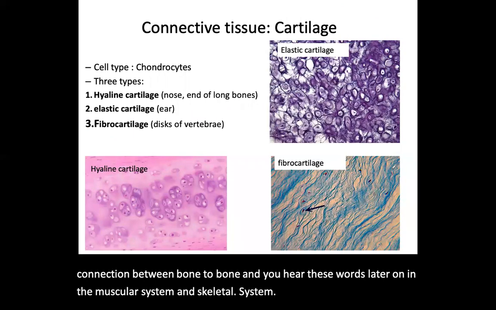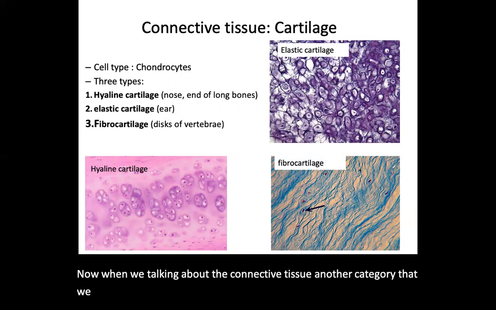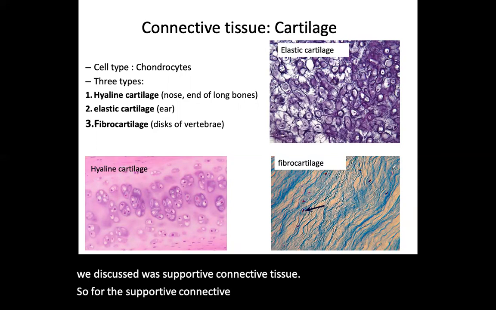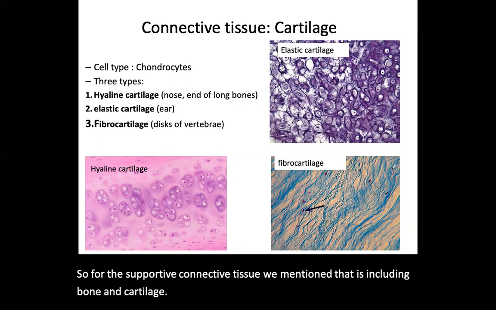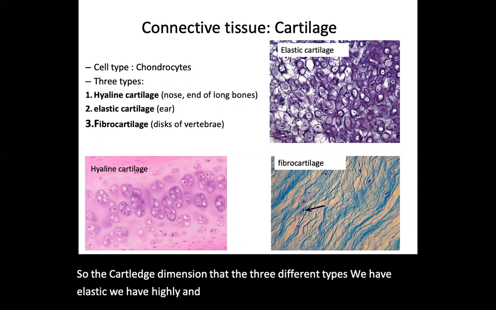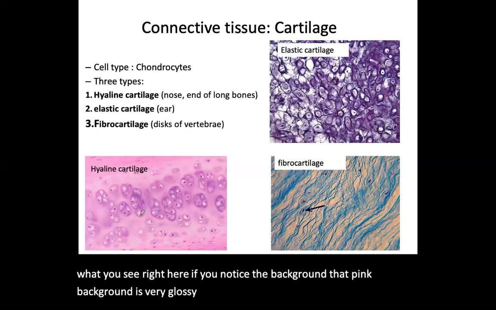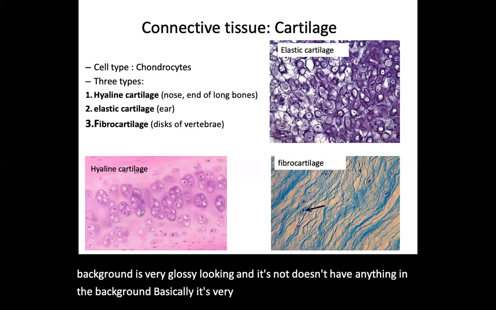Now, when we're talking about the connective tissue, another category that we discussed was supportive connective tissue. So for the supportive connective tissue, we mentioned that it includes bone and cartilage. So the cartilage, we mentioned that there are 3 different types. We have elastic, we have hyaline, and we have fibrocartilage. So hyaline cartilage is what you see right here. If you notice the background, that pink background is very glossy looking, and it doesn't have anything in the background, basically. It's a very clean, clear background.